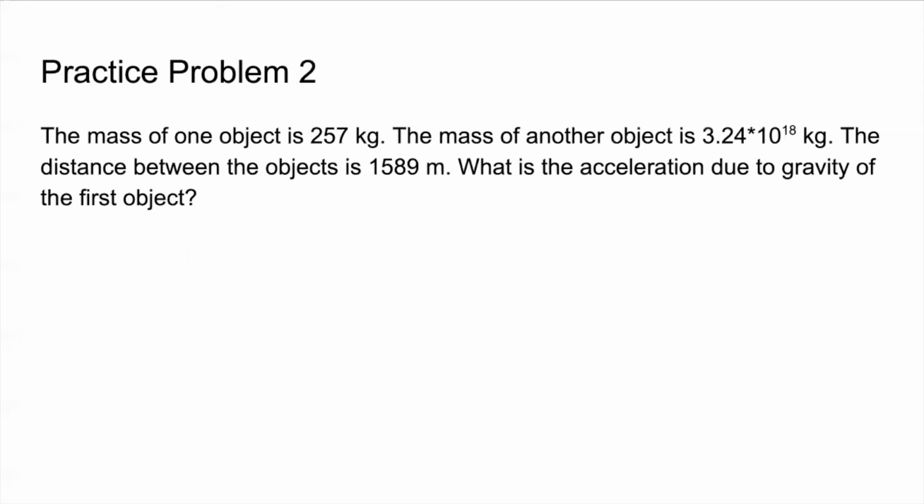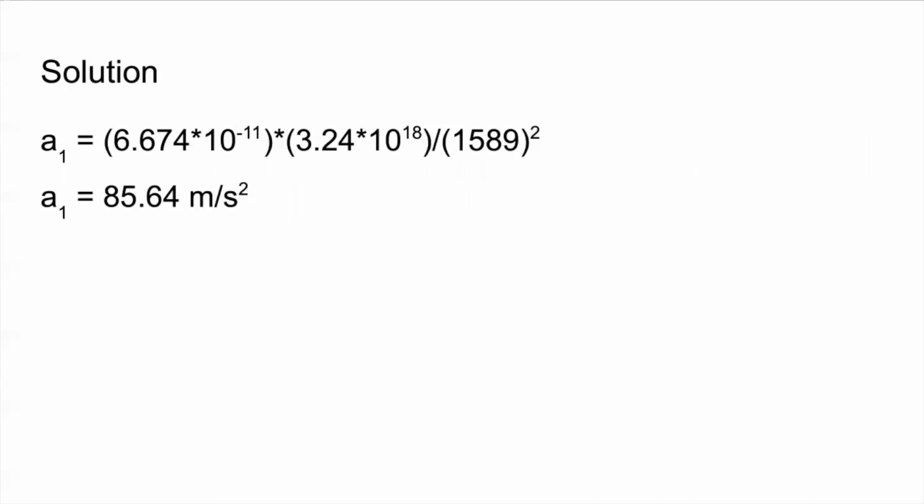Here's another practice problem. If you want to give it a try, pause here. The solution will come in 3, 2, 1. So we use the formula for acceleration due to gravity. A1 is equal to G m2 over d squared. And we plug in all the values to get that A1 is 85.64 meters per second squared.